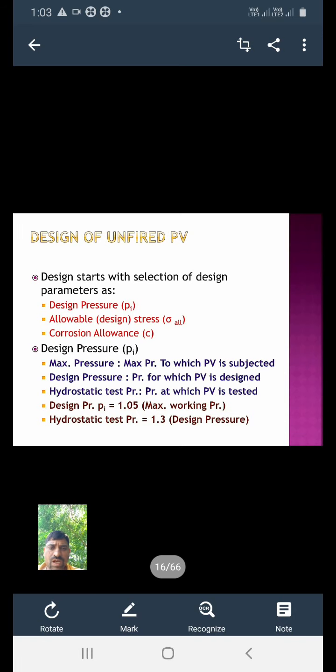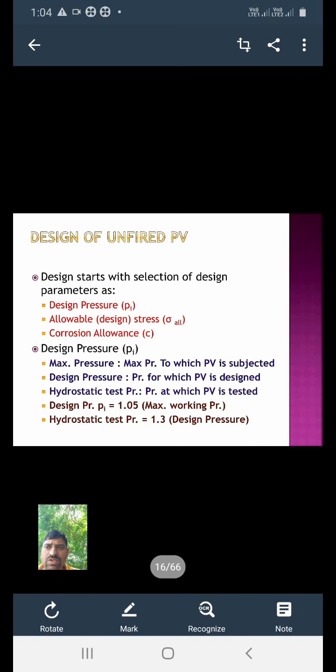The hydrostatic test pressure is equal to 1.3 times the design pressure. The relation is given, and design pressure, denoted by Pi, is equal to 1.05 times the maximum working pressure. You should remember those relations, because when solving numericals we need to use them. What is meant by maximum working pressure, or Pmax? Maximum working pressure is the maximum pressure to which the pressure vessel is subjected.